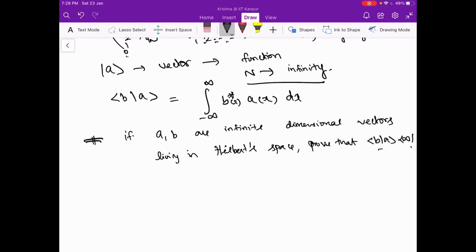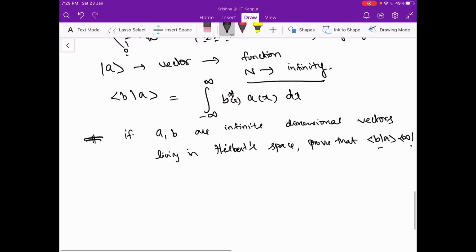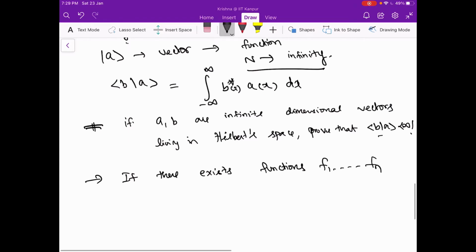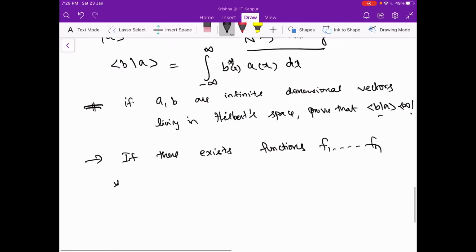But again, here we assume this. Previously we talked about vectors living in Hilbert space. Now we're talking about functions because n is tending to infinity, right? Again, we can define a few things. If there exist functions f1 so on till fn, and they are orthonormal.